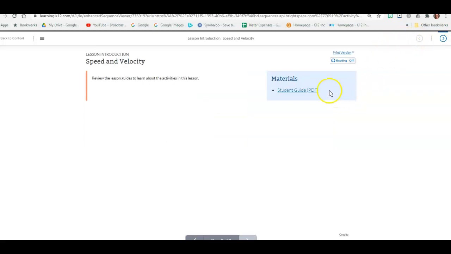All right, so here's the student guide. Remember, these are optional. You do not have to submit them to me. So if you are behind, that is something you could skip over.